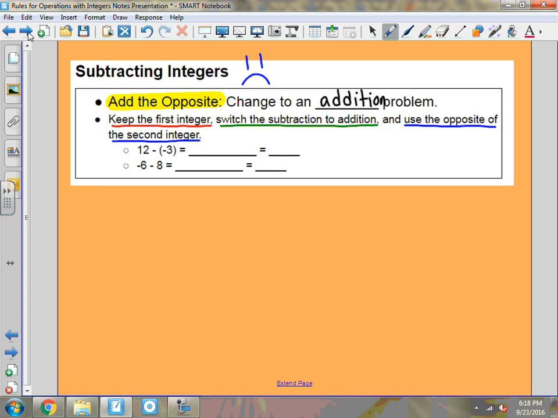So we'll take a look at 12 minus negative 3. Negative 3 is in parentheses so we can keep it organized. Sometimes you'll see it in parentheses, sometimes you won't. We're going to rewrite it to equal an addition problem. So you're going to write 12, keep the first integer, switch the subtraction to an addition, so 12 plus, and we are going to change that negative 3 to a positive 3, its opposite. So it's easier to say 12 plus 3 instead of 12 minus a negative 3. And then you have 12 plus 3 is 15.